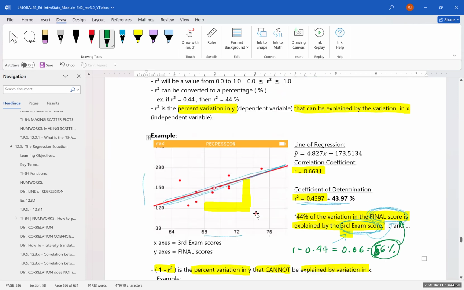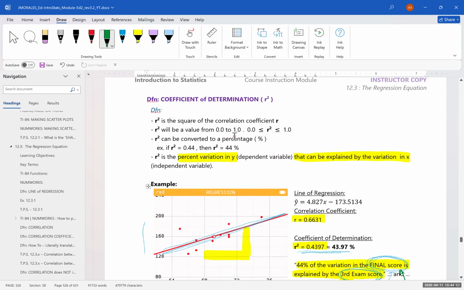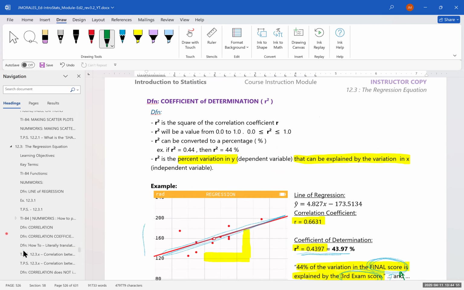So this is all we're going to say right now for the coefficient of determination. All right. Let me know if you have any questions.